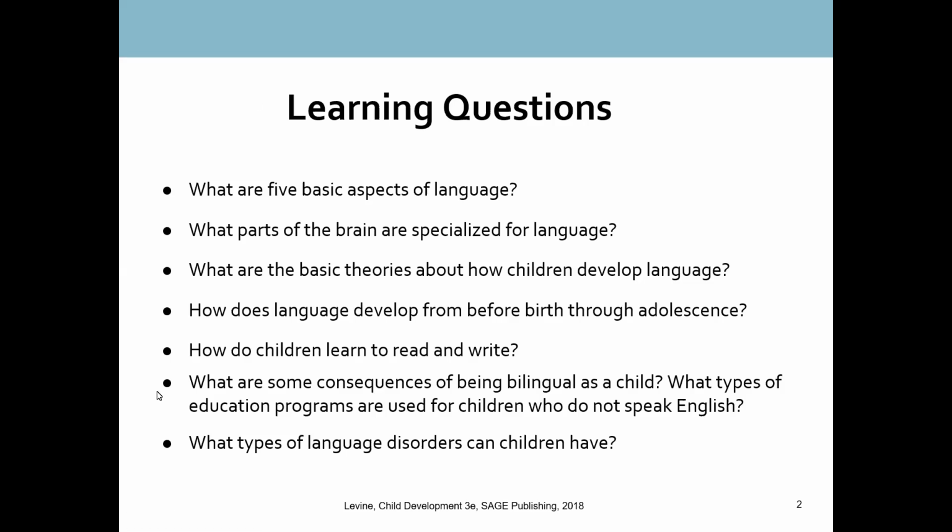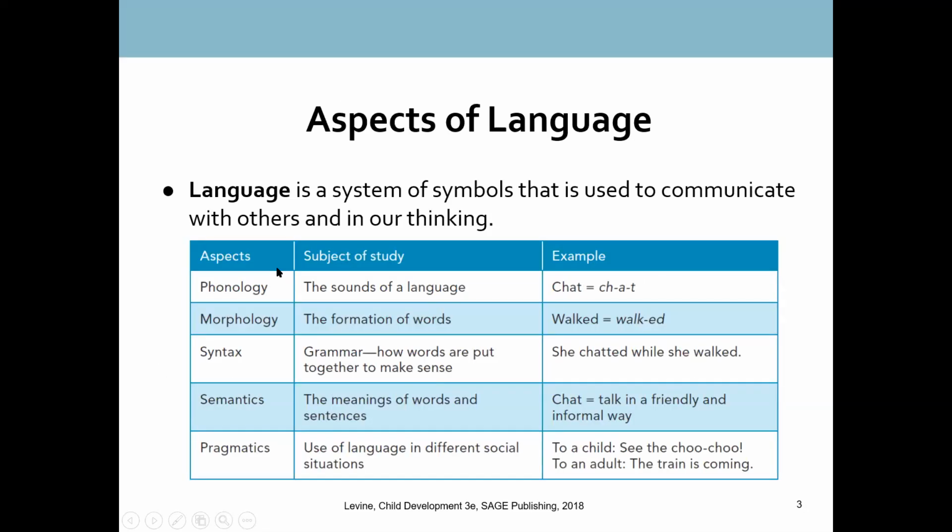So let's begin this first video by looking at the basic aspects of language. You have this nice chart in your book that goes over the 5 basic aspects of language. This is on page 314, table 9.1. And you can see that we can break language down into its phonology, morphology, syntax, semantics, and pragmatics. Let's go over each of these briefly.